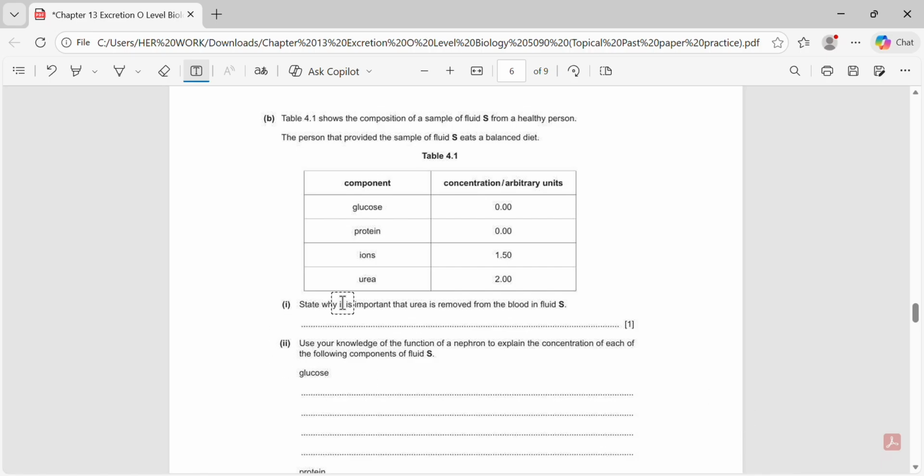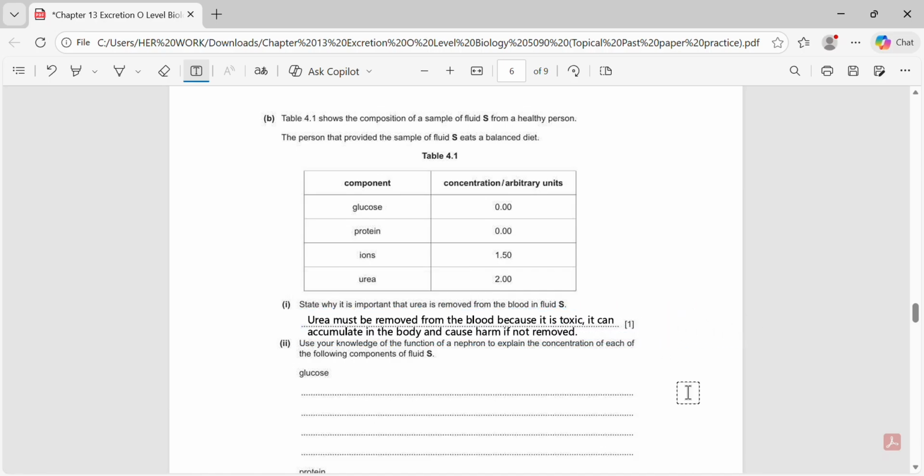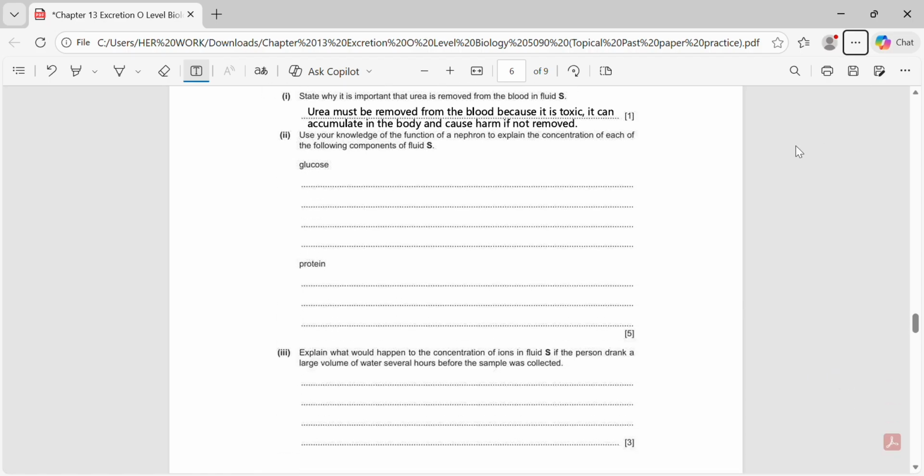Now, the first part of this question asks us to state why it is important that urea is removed from the blood in fluid S. So, the answer is that urea must be removed from the blood because it is toxic. If urea is not removed, it can accumulate in the body and cause harm.